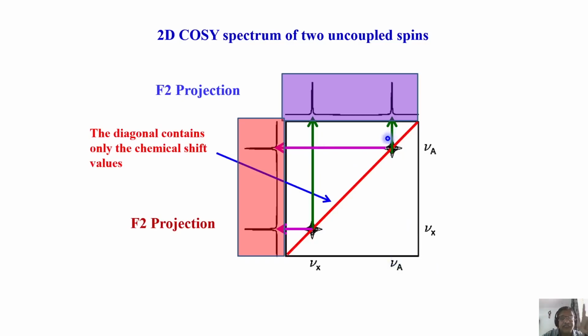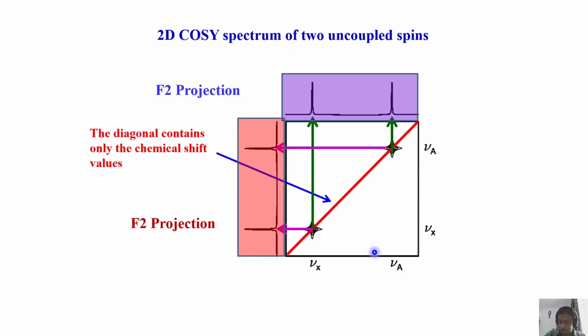Because remember why it is symmetric. Nu A gives peak to nu X. Nu X also simultaneously gives peak to nu X. So with respect to the diagonal, because the chemical shift range is the same in both dimensions, the cross peaks in the COSY are always symmetric. Okay, this is the spectrum corresponding to two uncoupled spins.